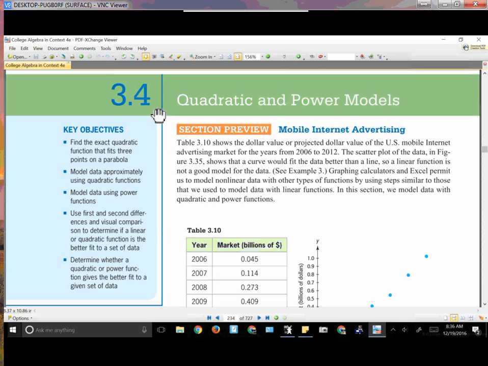Quadratic and power models. Now again, all that we're really looking at here is real live data and trying to determine what type of function it is. The best way that we've got to do that is to go through, plot out the data, and see what we've got.